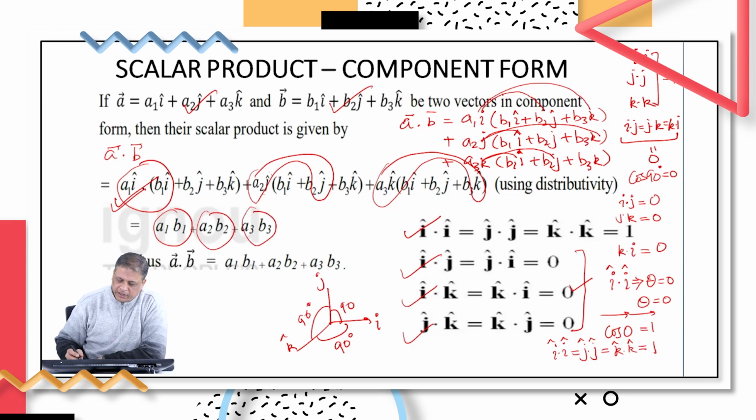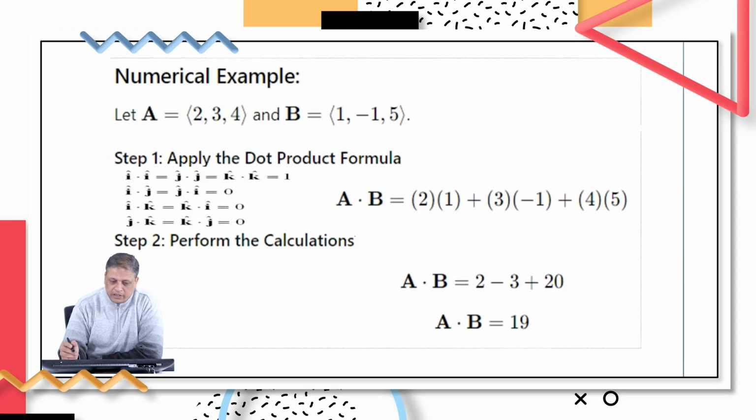So if we have the vectors in component form, a1 i plus a2 j plus a3 k, and b vector b1 i plus b2 j plus b3 k, then the dot product of the vectors is given only by the multiplication of the i components, j components and k components of the two vectors respectively. Likewise over here, it is a1 b1 plus a2 b2 plus a3 b3. I hope you understood the representation of scalar product in component form. Now let's solve some numericals.